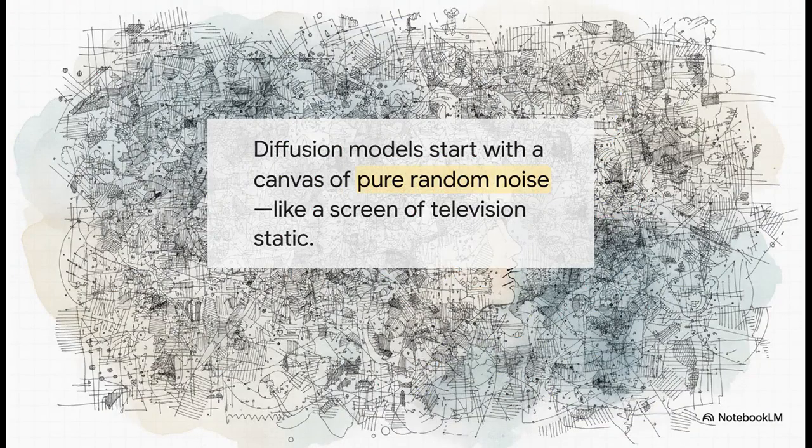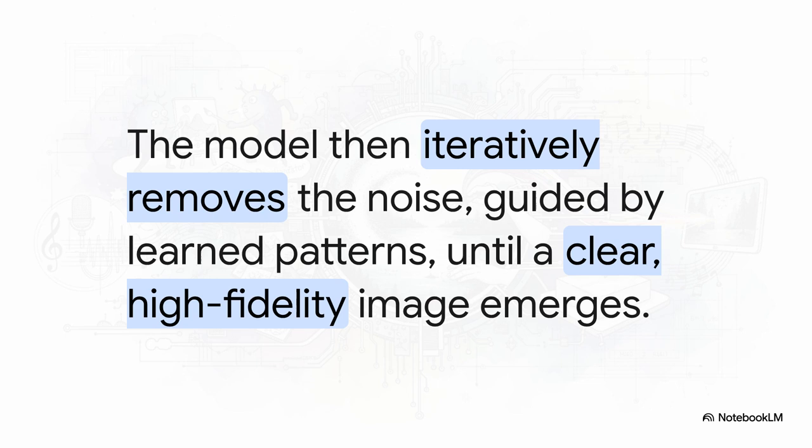So, the process starts with pure random noise. Literally, think of a screen of old-school TV static, just a complete jumble of pixels with no rhyme or reason. And then, the magic happens. The model meticulously reverses the chaos. Step by step, it starts to clean up that noise, guided by your text prompt, until a masterpiece emerges.